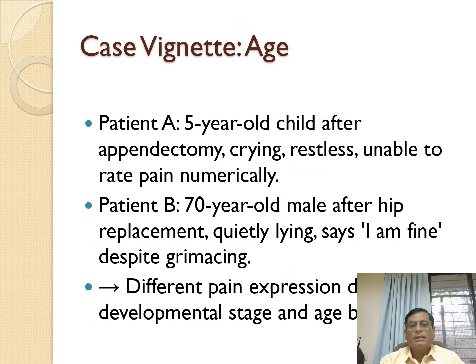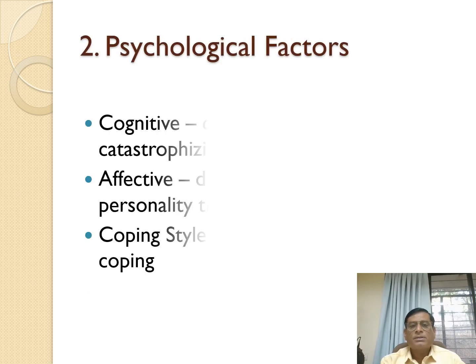You must have seen in that picture, patient A, a 5-year-old child after appendectomy, crying, restless, and unable to rate the pain numerically. In that case, you can use many other assessment scales. Whereas in the other, a 70-year-old male after hip replacement is quietly lying, says I am fine despite grimacing. You can see that picture.